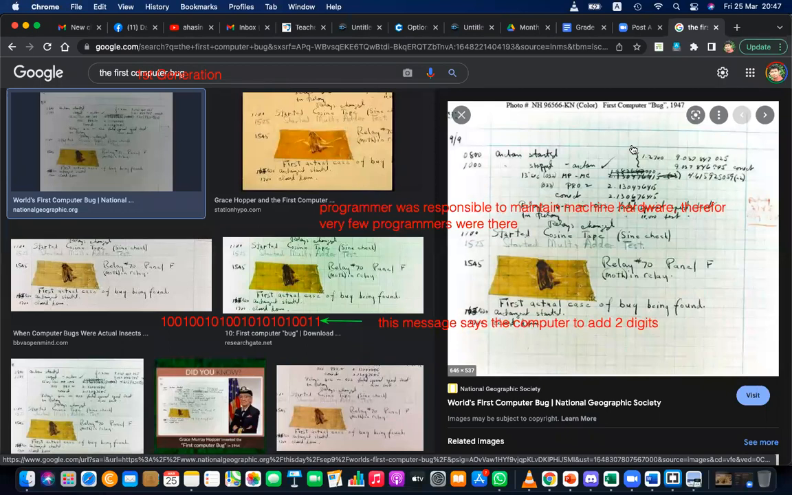Bug is a program error. Debug is detecting and fixing it. Actually, what he did, he removed the bug, debug, so the machine was functioning. So that is reported to be the first programming bug, discovered in 1947. Actually, it was a moth, right? It was a moth in a relay. In between a switch, there was a moth.